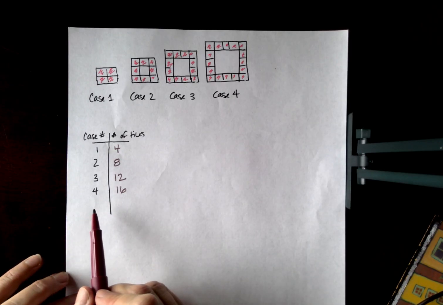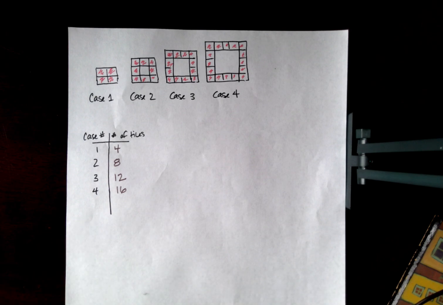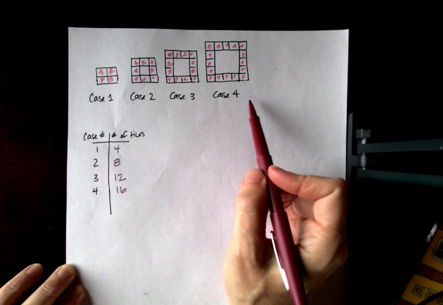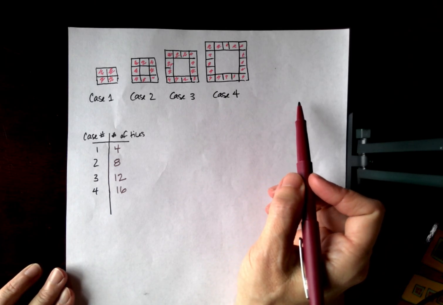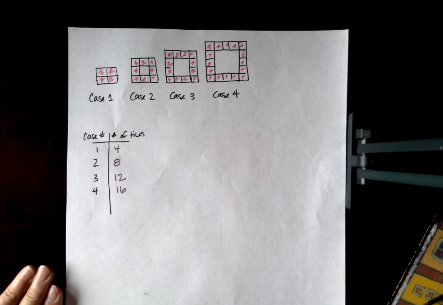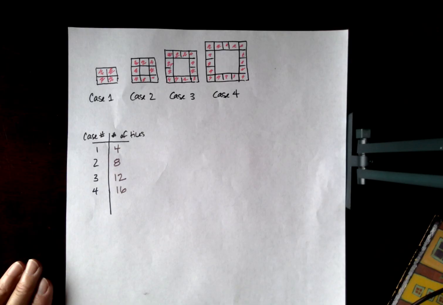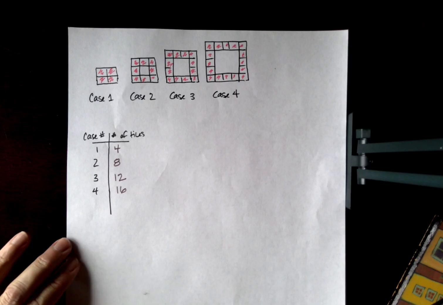One of our jobs with problems like these is to try to spot a pattern so that we could find the number of tiles needed in case number 432, for example. I don't want to draw all of the figures out all the way to case number 432, so I'm hoping we can spot a pattern within the information that we have.